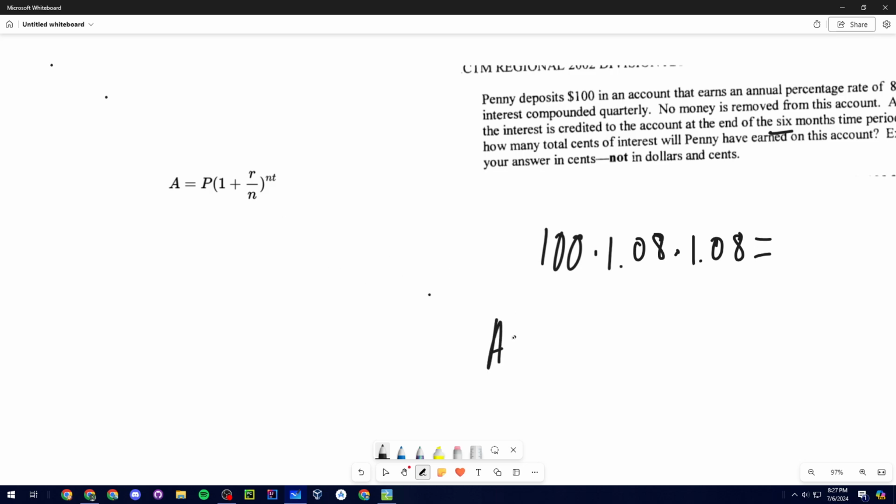So the number is just equal to 100 times 1 plus 0.08 over n, to the power of n times t, which is 4t. Is it a month? Oh crap.